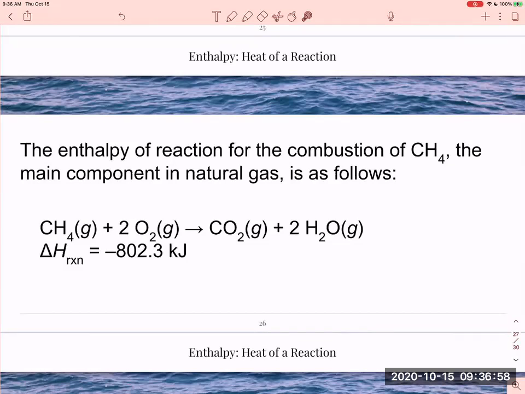So if I give you a chemical reaction like this combustion here, and I tell you the enthalpy of the reaction is negative, is that endothermic or exothermic? That's exothermic, right? Which means that heat is being produced. So where is the heat? If I were to write the word heat in my reaction, where would I write that? On the reactant side or the product side?